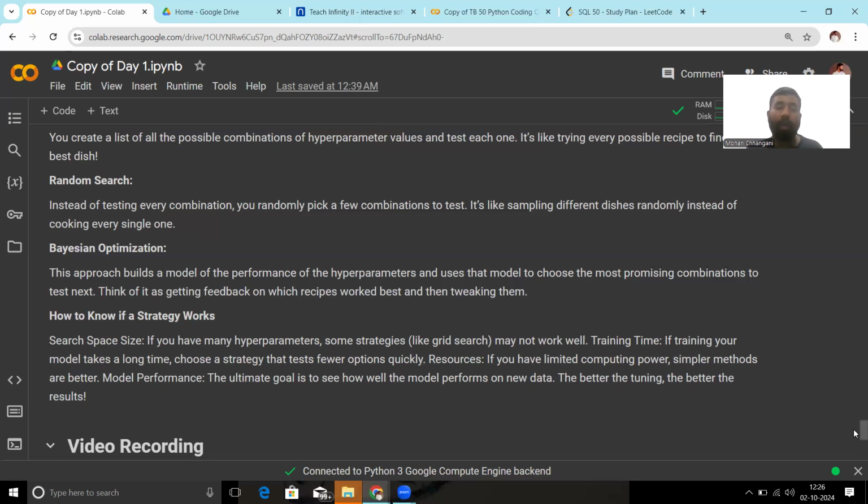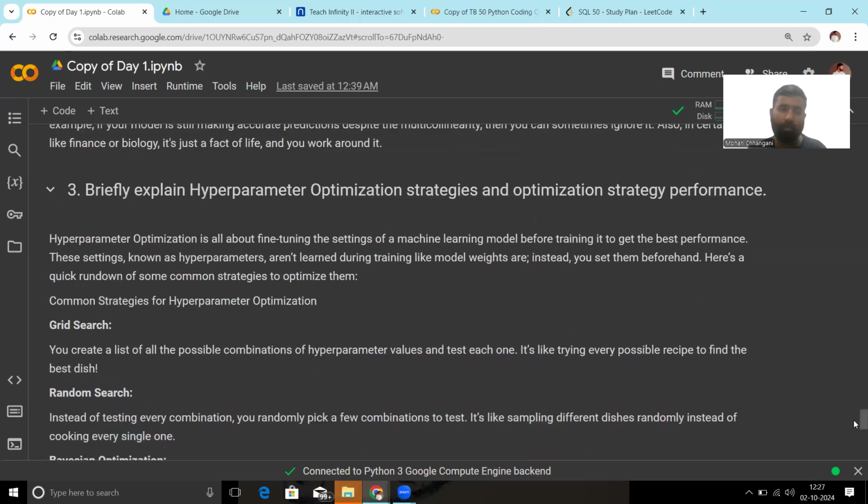And how do we choose the strategy? We consider the search space size: if you have many hyperparameters, a strategy like grid search may not work well. Also the tuning time: if tuning a model takes a long time, we choose a strategy that finds a good option quickly. Then resources: if you have limited computing power, we choose a better method. And the model preference, to see the model performance on new data and better tuning. These are the optimization techniques for hyperparameters.